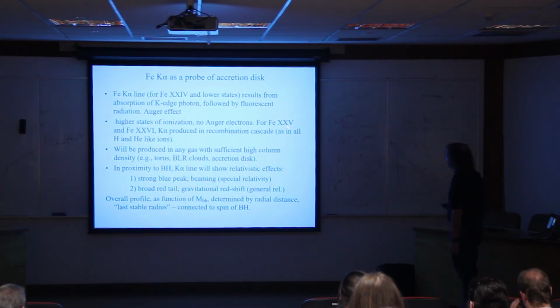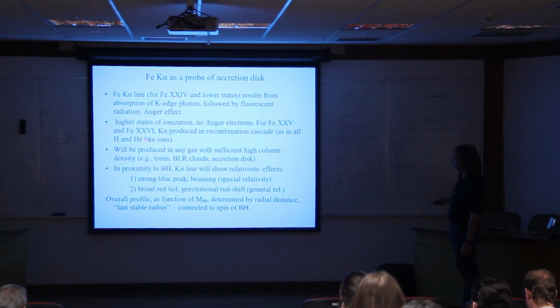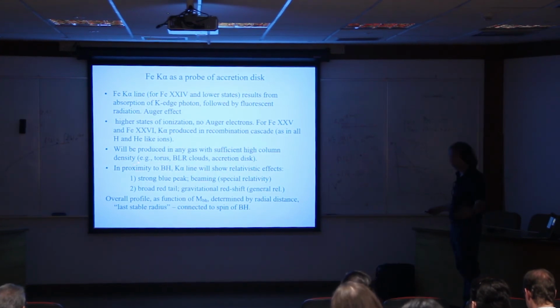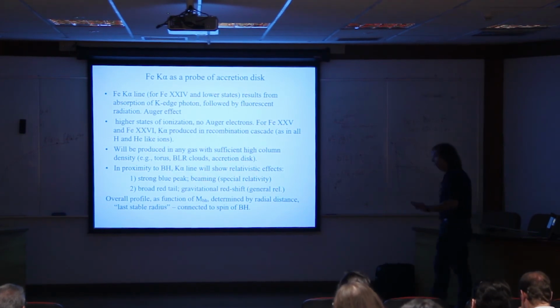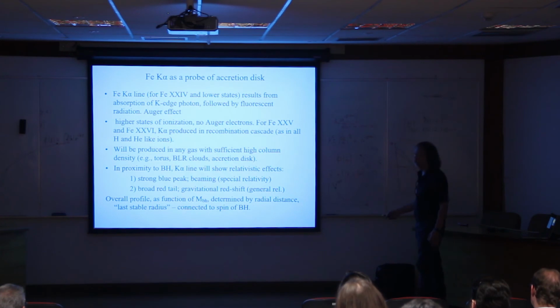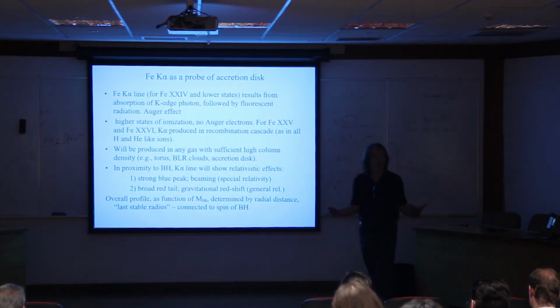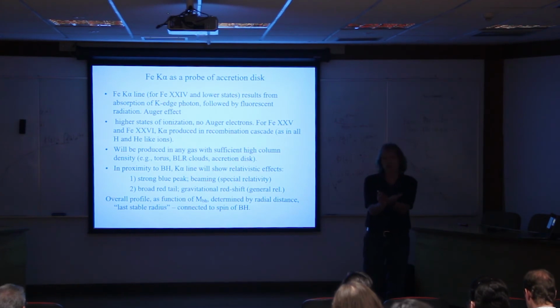At higher states of ionization for 25 and 26, you don't get this, and all the K alpha is produced by Compton combination. And actually, the energies of these lines is different from these lines. You need high column density, so that molecular torus I talked about, broad line clouds, or the accretion disk would be an interesting one. Near the black hole, if you're out at the broad line clouds of the torus, you're away from the influence of the black hole. And so the lines tend to be fairly narrow, and we see that a lot. We see narrow K alpha lines.